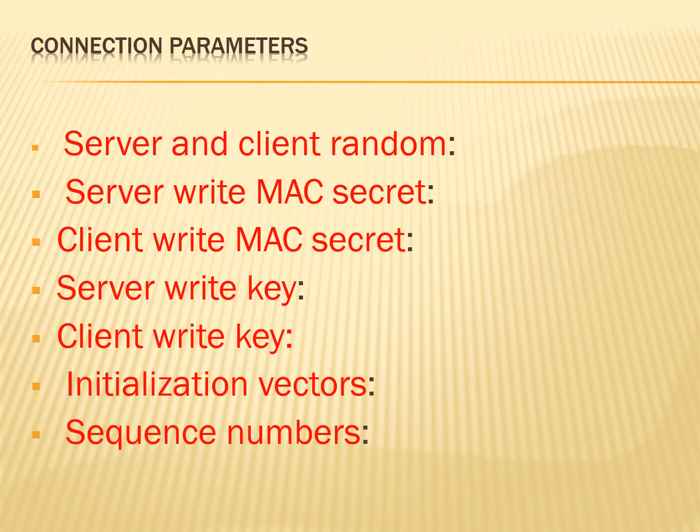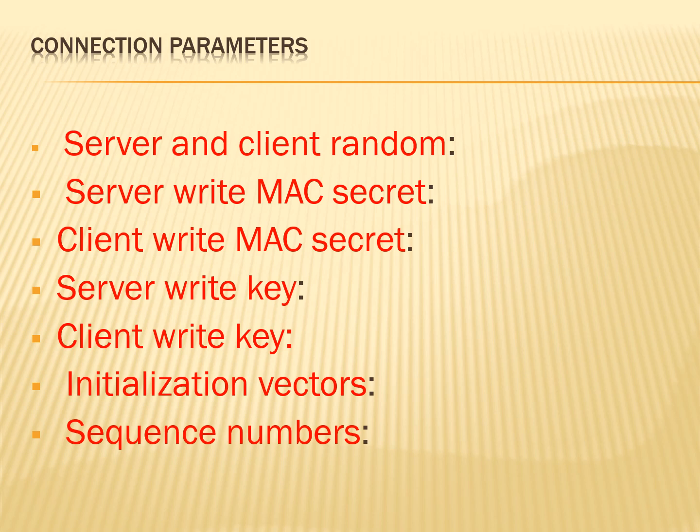A connection state is defined by the following parameters. The first one is the server and client random, byte sequences that are chosen by the server and client for each connection. Server write MAC secret. The secret key used in MAC operations on data sent by the server. Next is client write MAC secret. This is the secret key used in MAC operations on data sent by the client.